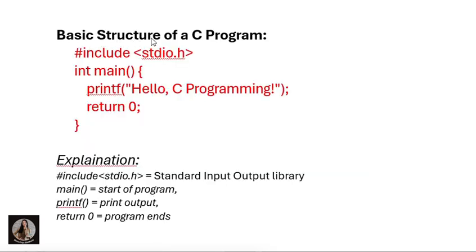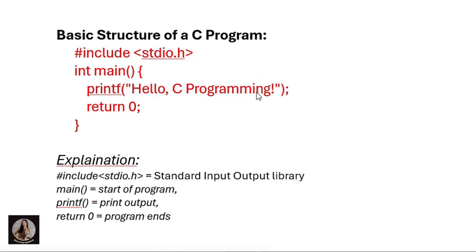Let us see the basic structure of C programming. Here, hash include stdio.h, standard input output.h. This is the library that is included in the program. Int main is the starting point of the program. The execution of the program starts from main. Int is the integer type.